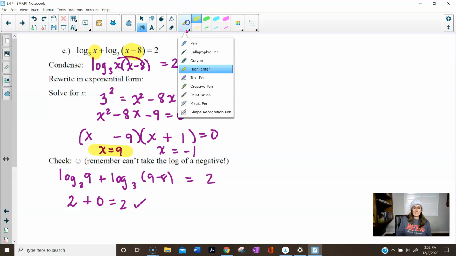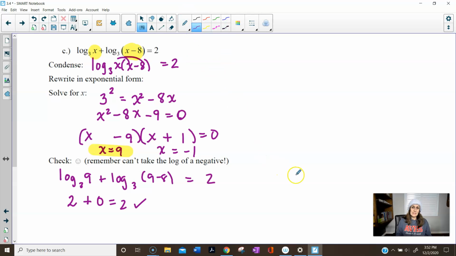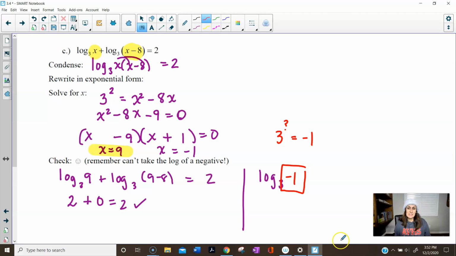Now let's try negative 1. Well, negative 1 is not a solution because if we take log base 3 and then in place of x we put in a negative 1, then what I'm asking you is, 3 to what power gives me an answer of negative 1, and that's impossible. So this answer here always has to be positive, and it's not. And so that one is extraneous, and my only answer is x equals 9.